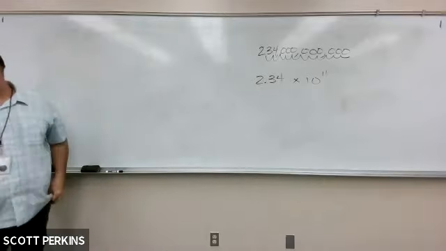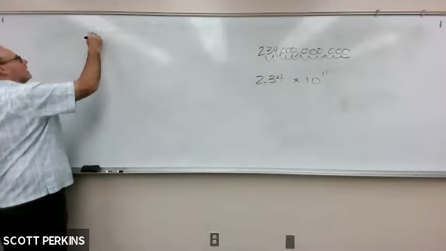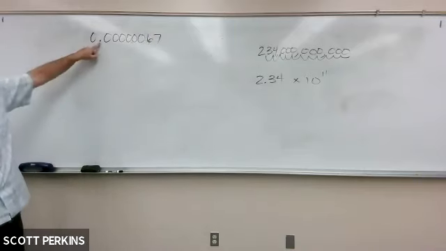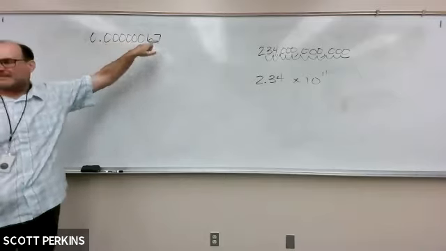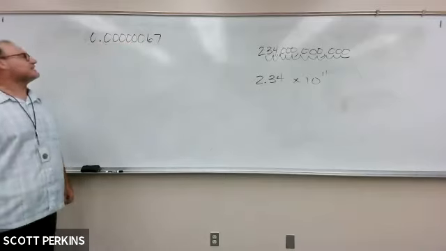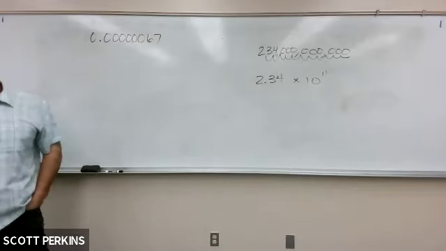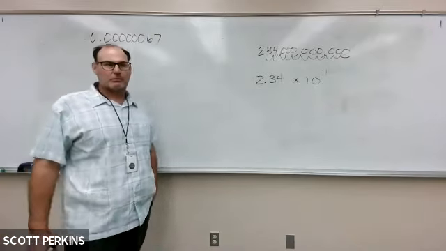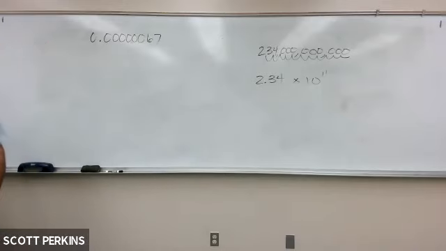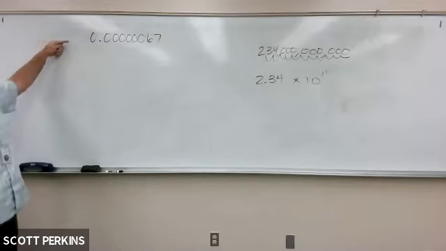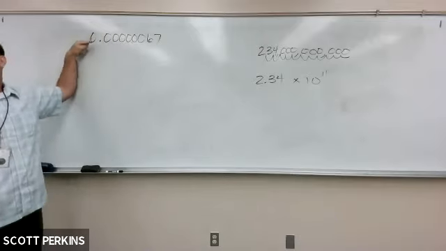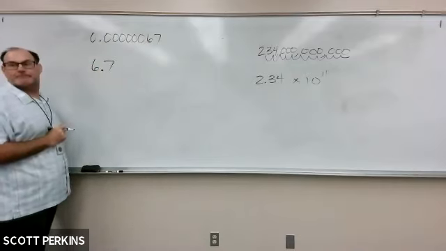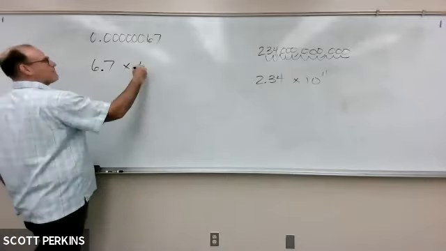What happens if you have a real small number? So you're in biology class, and you've measured the diameter of a cell. So this is a decimal point, and I've got six zeros and then six seven. All right, so what is the first non-zero digit that I have as I'm reading this number? Six. So my scientific notation is going to start off with 6.7 times. And then I've got my magnitude.